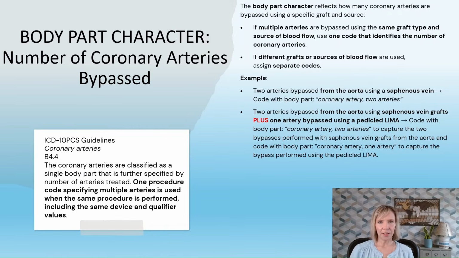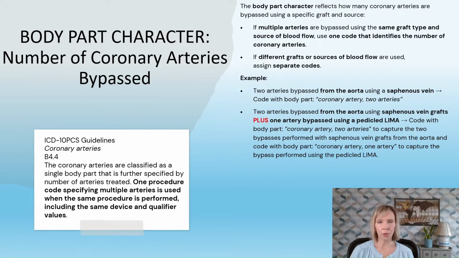The body part character identifies how many coronary arteries are bypassed using a specific graft and a specific source of the blood supply. If multiple arteries are bypassed using the same graft type and source, use one code that identifies the number of coronary arteries. If different grafts or different sources are used, assign separate codes. For example, if 2 arteries are bypassed from the aorta using a saphenous vein graft, code with body part coronary artery, 2 arteries.